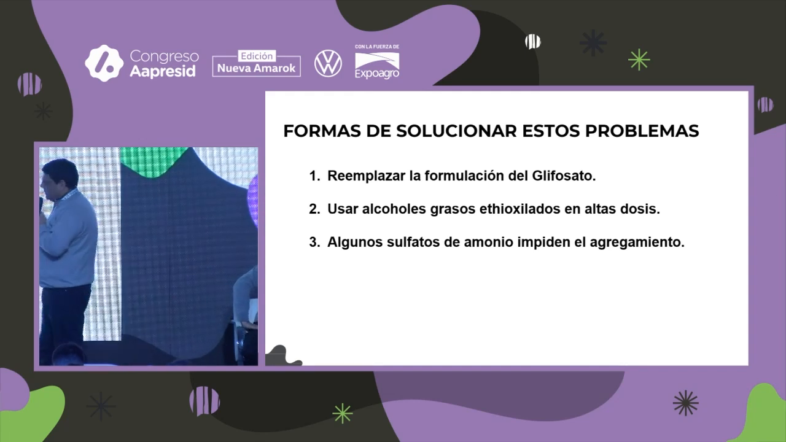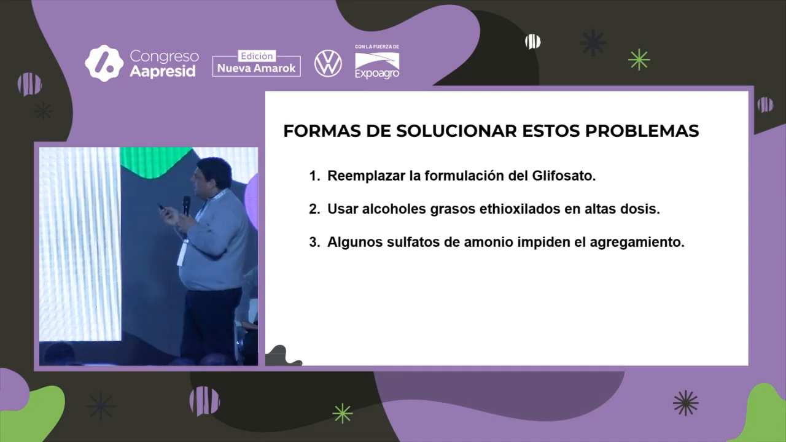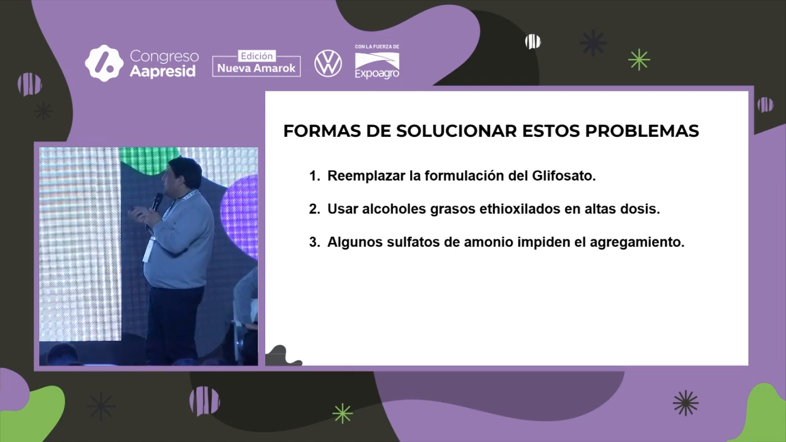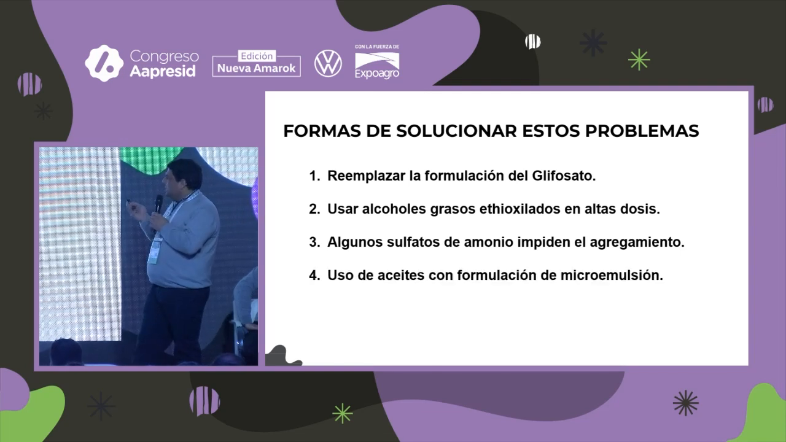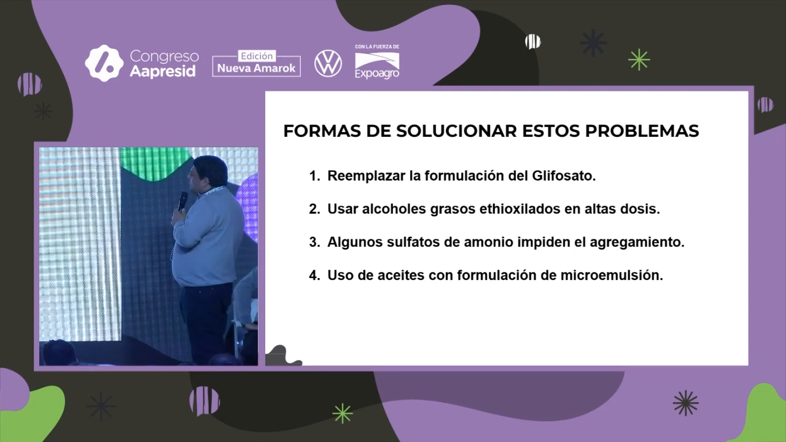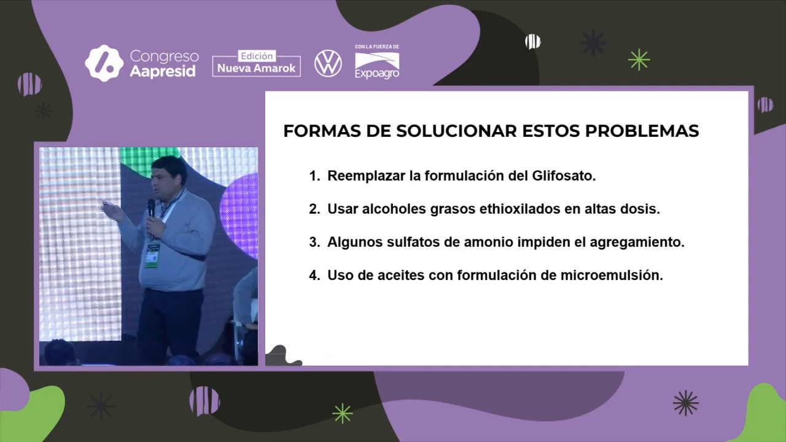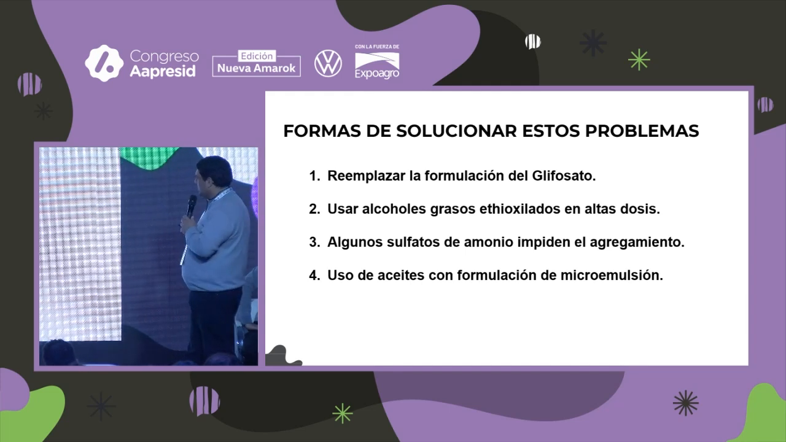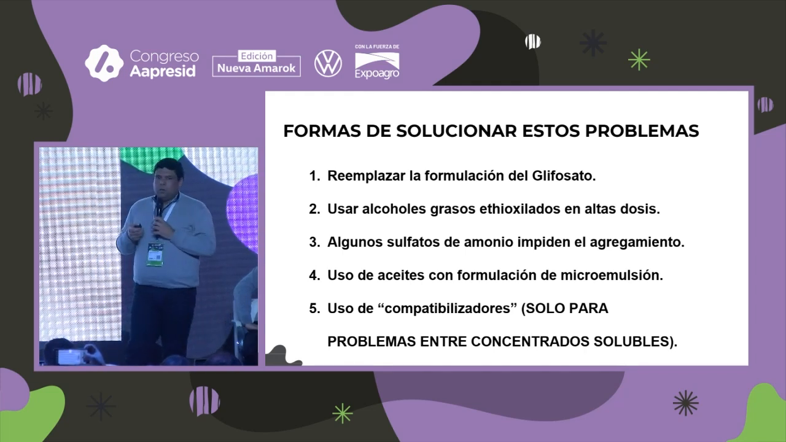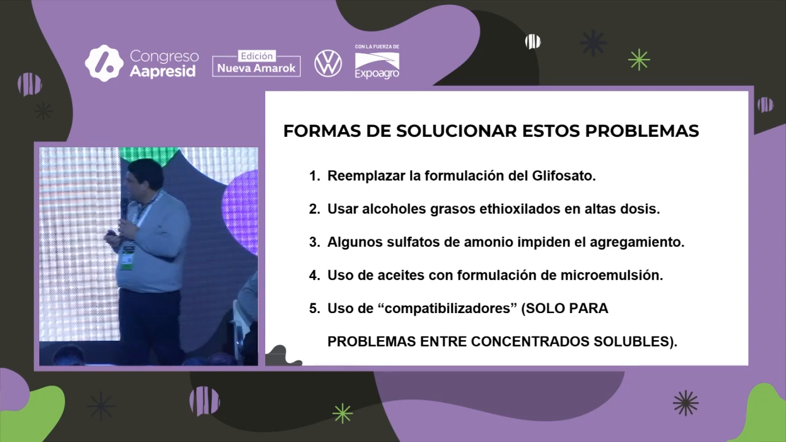Another solution, some ammonium sulfate, prevents the aggregation. Added at the beginning, they avoid or prevent glyphosate affecting the formulations. Only a few ones, we need to test them, but they work. The use of oils with microemulsion formulation works very well. It's one of the most effective ways. And in the mixture, if we have another active as a microemulsion, that can work if we can add it before the glyphosate. And then the last one, the use of compatibilizers, and I want to make clear that this is only where incompatibility happens due to the pH, and it happens in soluble concentrations.